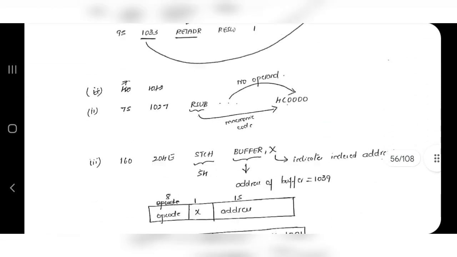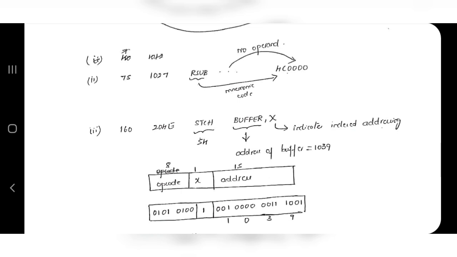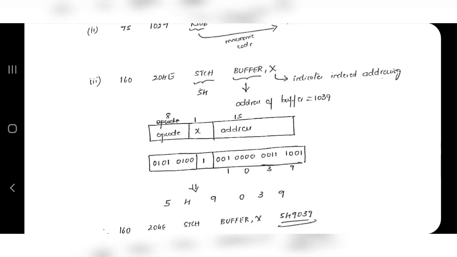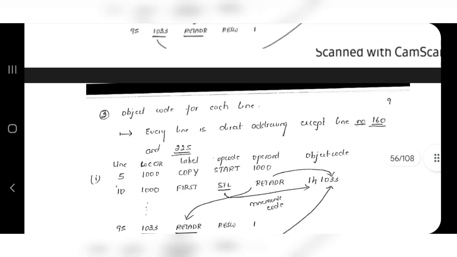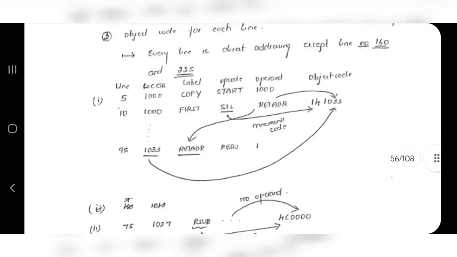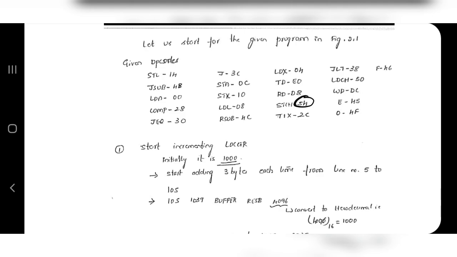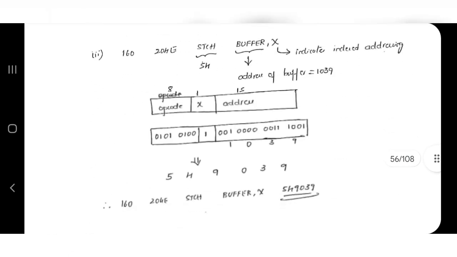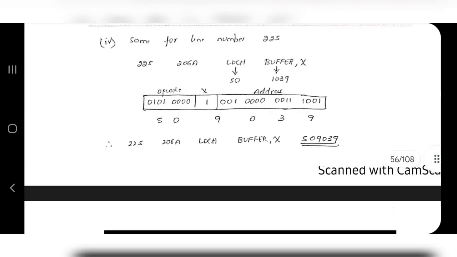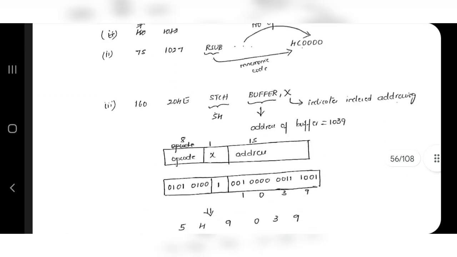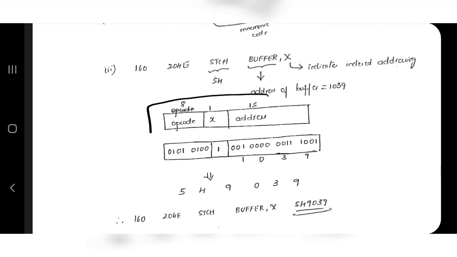Another thing is STCH, whose opcode indicates indexed addressing. Here something slightly different is happening, so observe carefully. Let me check the STCH opcode. It is 54. I'm taking the 54 value and we will write this table. You remember this table, right?